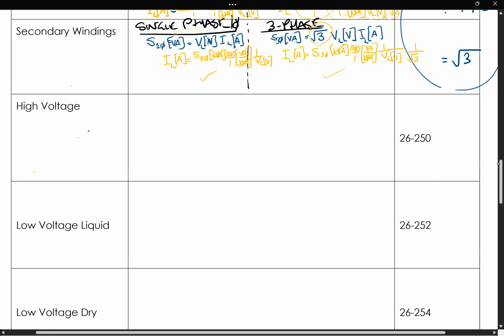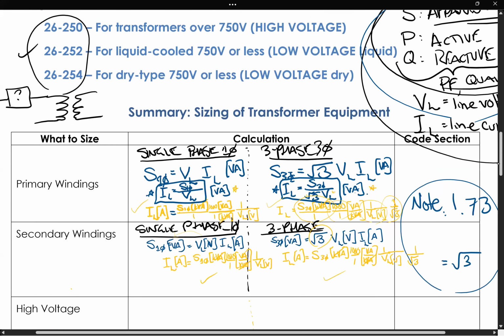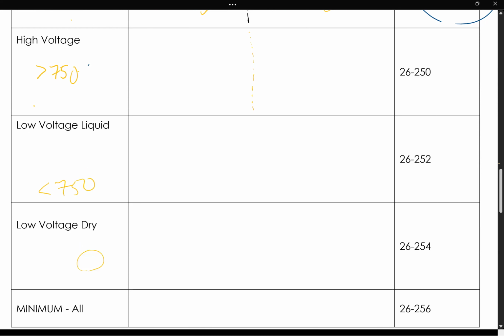Now it gets, it's actually pretty easy. I was going to say now it gets complicated, but it's actually pretty easy, because now you either have a high voltage system, which is greater than 750 volt amps. Here we go. High voltage or low voltage or dry type, low voltage. So here's high voltage, here's low voltage, and here's dry type, low voltage, 750 dry type. All right.